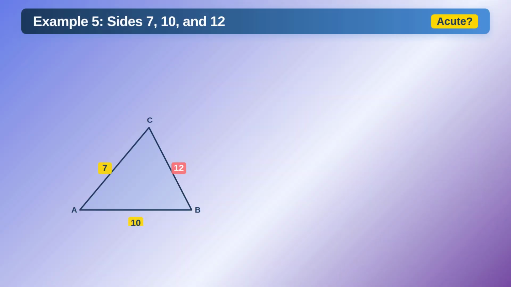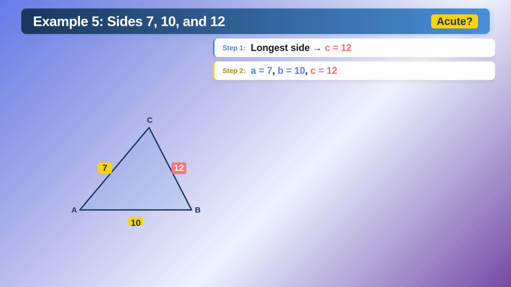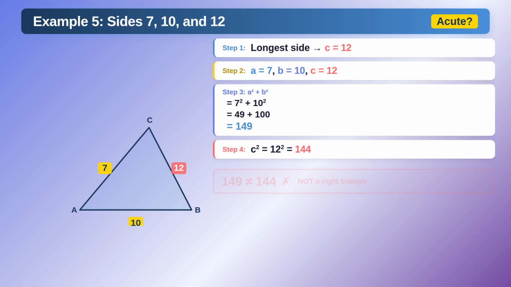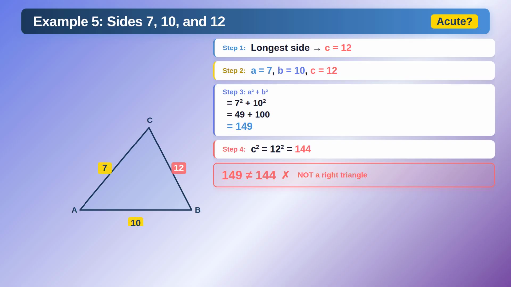One final example before we wrap up. A triangle has sides of 7, 10, and 12. Step 1. The longest side is 12, so C equals 12. Step 2. A equals 7 and B equals 10. Step 3. A squared plus B squared is 7 squared plus 10 squared. That's 49 plus 100, which equals 149.